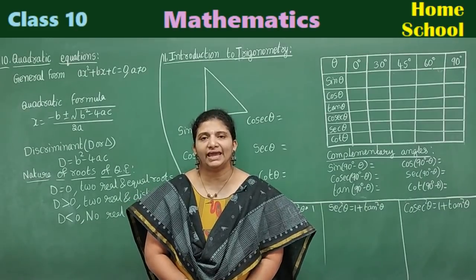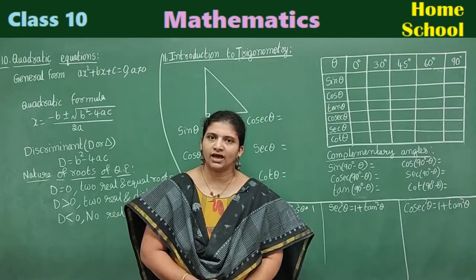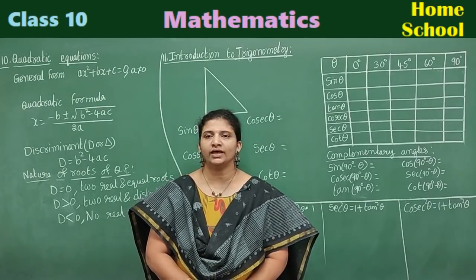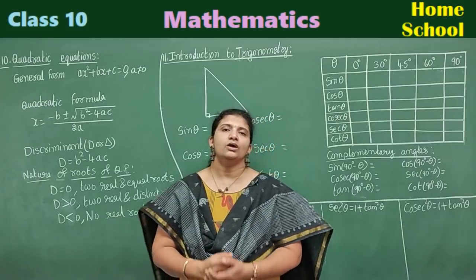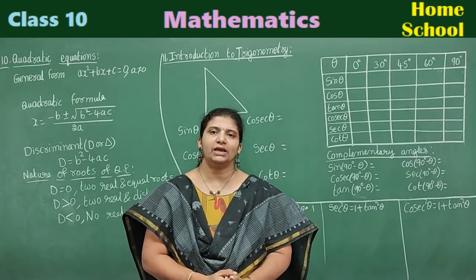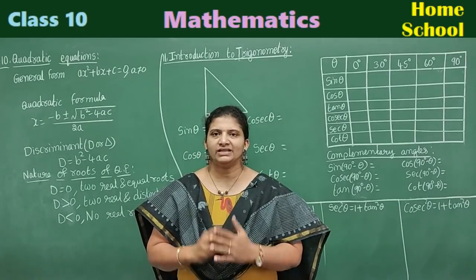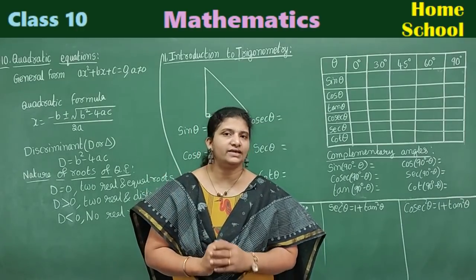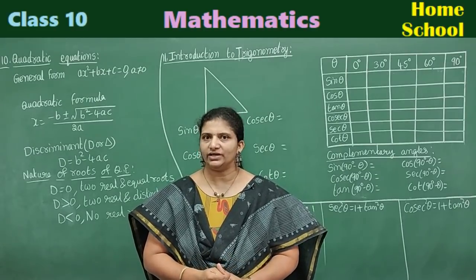Chapter number 8, real numbers, is not there in the syllabus, and chapter number 9, polynomials, is also not there. Coming to chapter number 10, quadratic equations. For a quadratic equation, you can immediately remember its degree is 2, meaning its highest power is 2. Then we call that equation a quadratic equation.